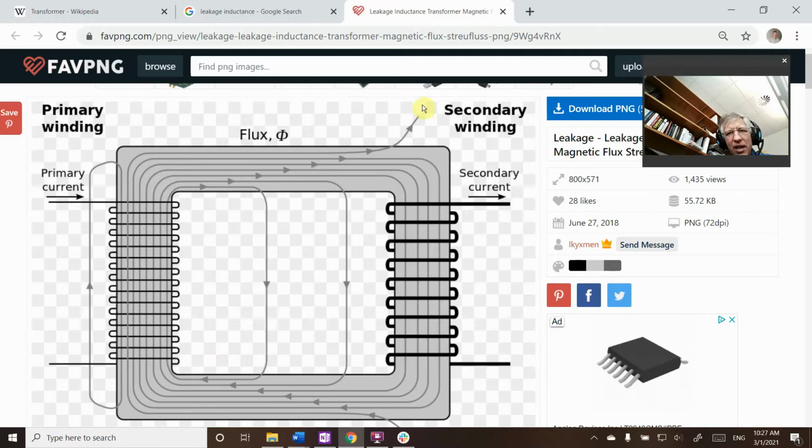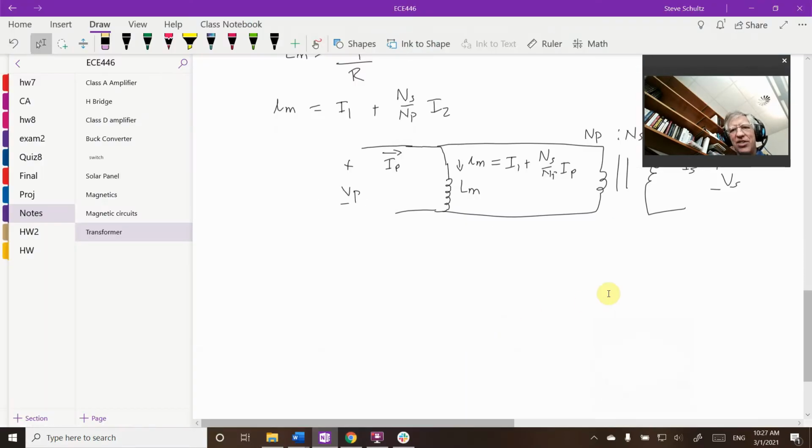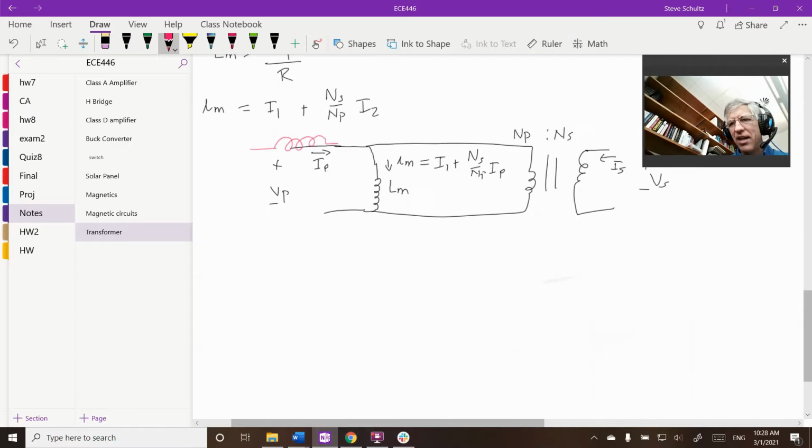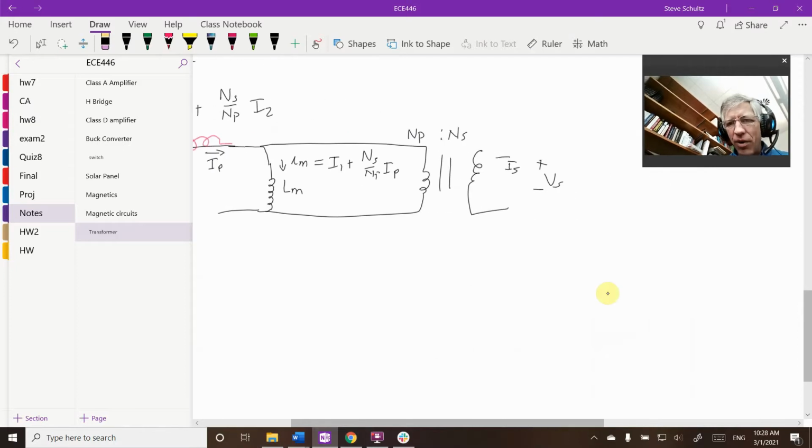I might get some that couple all the way back around, and you're going to get the same thing over on this side. So these are called leakage paths, and they create a leakage inductance. If I want to model my leakage inductance, I am going to add in an inductance in series, and I'm also going to have one over here.